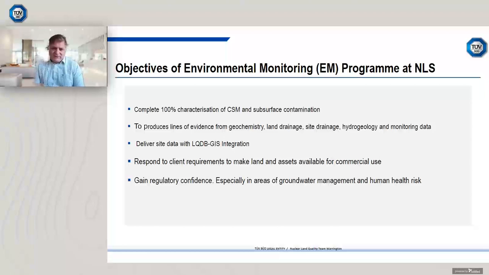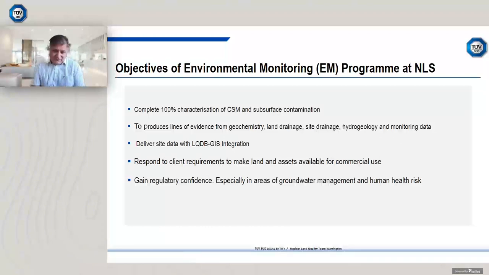So the objectives of environmental monitoring program at nuclear licensed sites, within the regulatory context as well as within the commercial context, are to complete 100% characterization of conceptual site models and subsurface contamination, and to produce those lines of evidence from the geochemistry of the site, the natural land drainage of the site, built drainage, hydrogeology, and monitoring data.